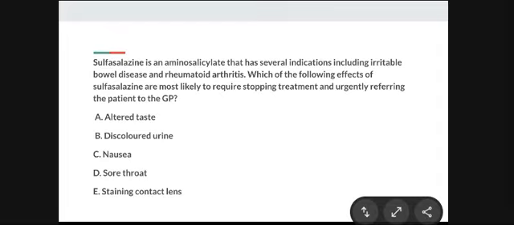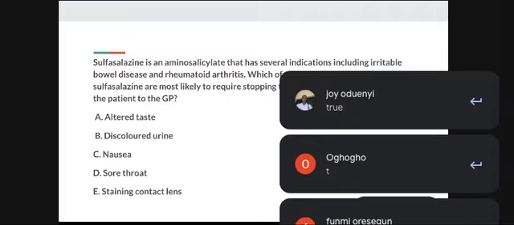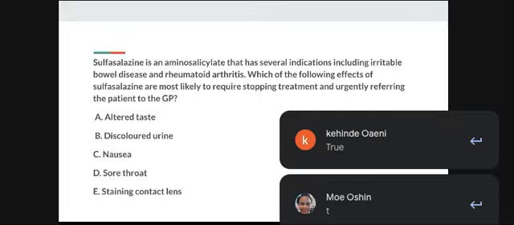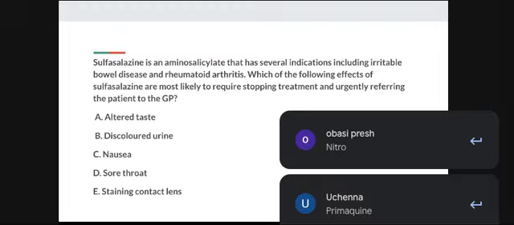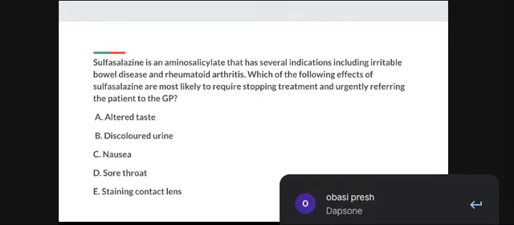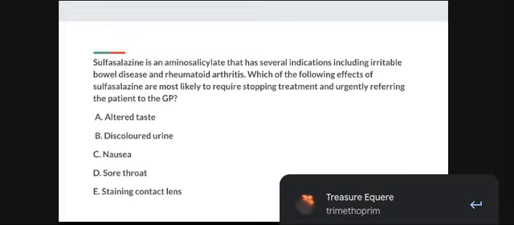Sulfasalazine can cause glucose-6-phosphate dehydrogenase deficiency, G6PD deficiency. Is that true or false? True. Yes, that's one point you should remember. What other medications can cause G6PD deficiency aside from sulfasalazine? Yes, nitrofurantoin. Thanks, Moy. Thanks, Joy. Thanks, Presh. Uchenna said primaquine. Okay, that's correct. Primaquine is also correct. Nitrofurantoin, yes. Antiepileptics, some of them, dapsone as well, sulfonamides. These medications can cause G6PD deficiency.